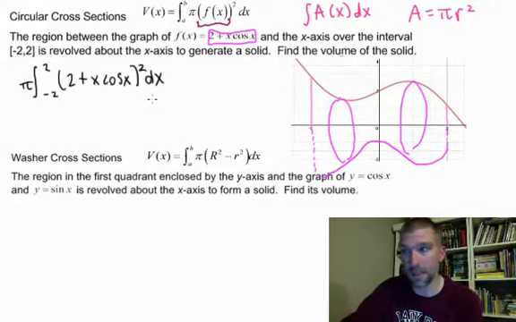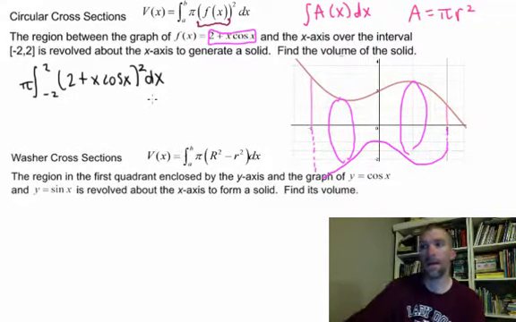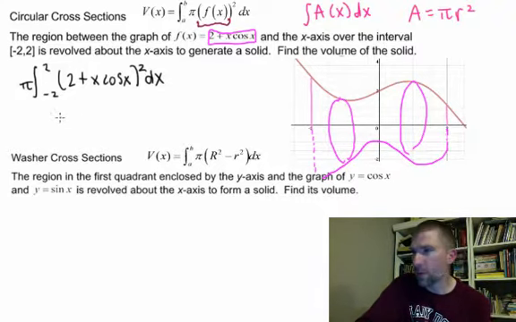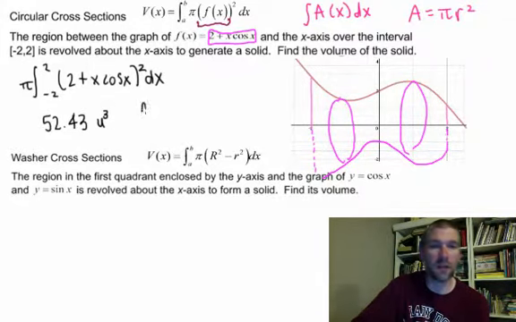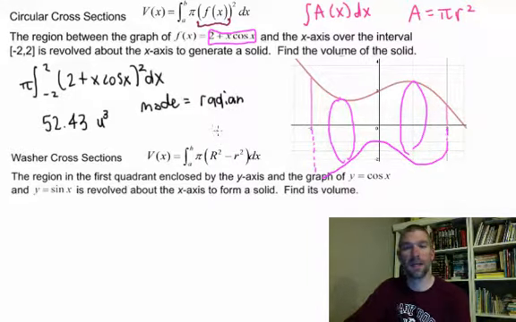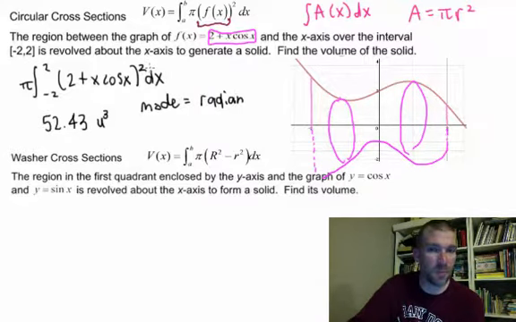It's really easy to do. It's not hard. And when you punch it in, I get 52.43 units cubed. Now, make sure that on your calculator you are in radian mode. If you're in degree mode, then this will come up with a really wacky, weird number. Okay, so don't let this be hard.